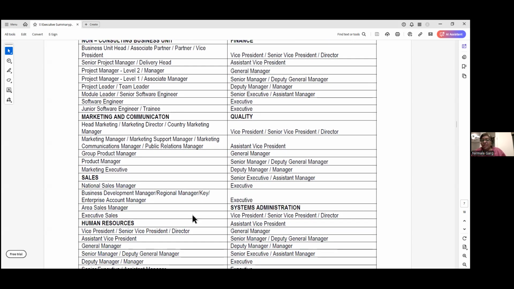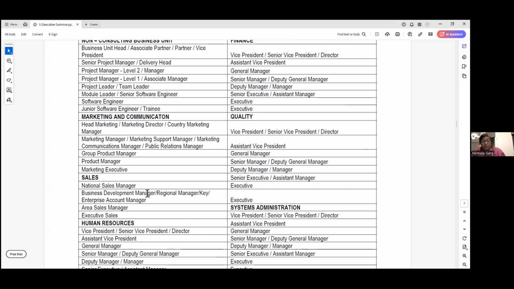So these are all benchmarked positions. What does it mean? That these are those common positions which are there and for which the matching has been made. Job matches have been made, that is, at least 80 to 85% job matches have been made.